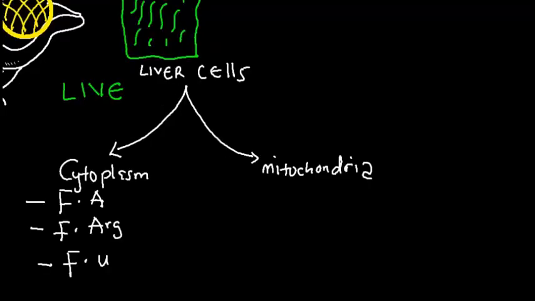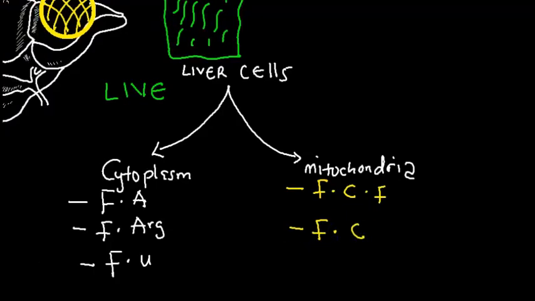While in the mitochondria, there are only two formations, which is the formation of carbamoyl phosphate and the formation of citrulline. Let's take it once more. In the mitochondria, there are two formations, which is the formation of carbamoyl phosphate and the formation of citrulline. And moving to the cytoplasm, we have three formations, which is the formation of argininosuccinate, the formation of arginine, and the formation of urea, which is the last one.